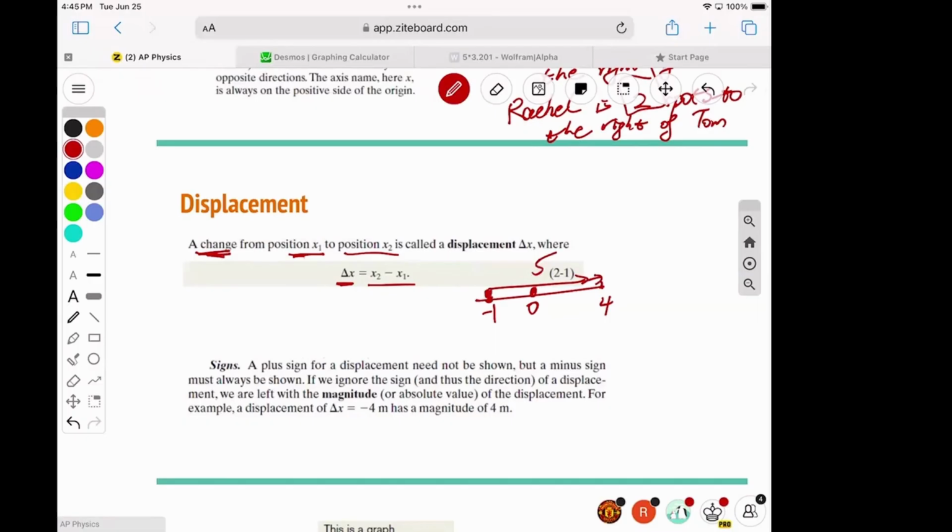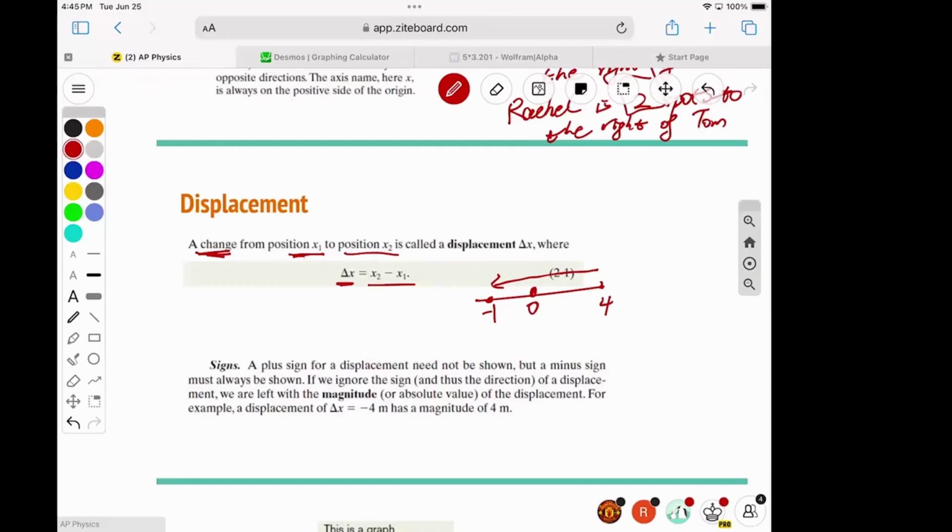5. Yeah, very simple, because you're just going to do 4 minus 1, you get a 5. Okay, Eddie, why don't you help me with the next one? What if I move instead from 4 to -1? What is my displacement? Very good.